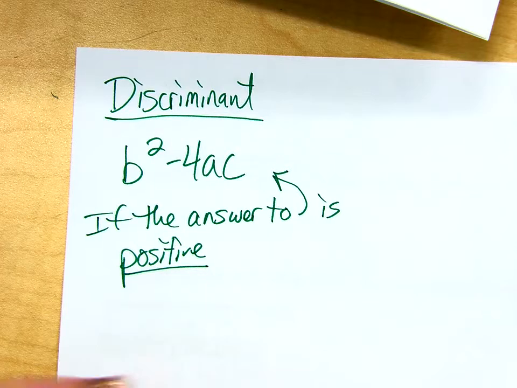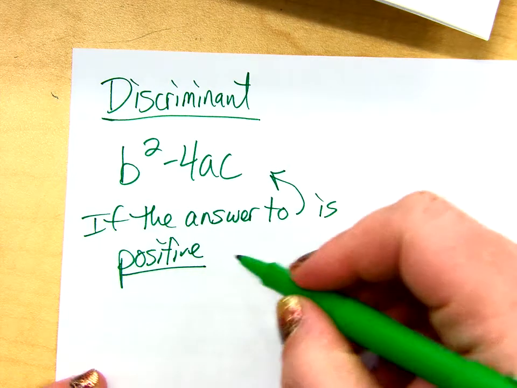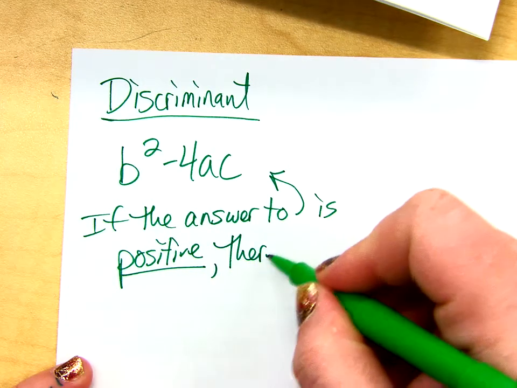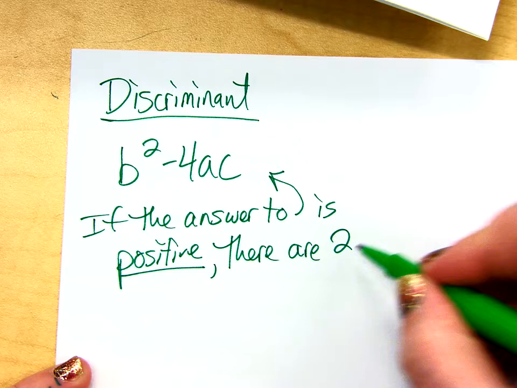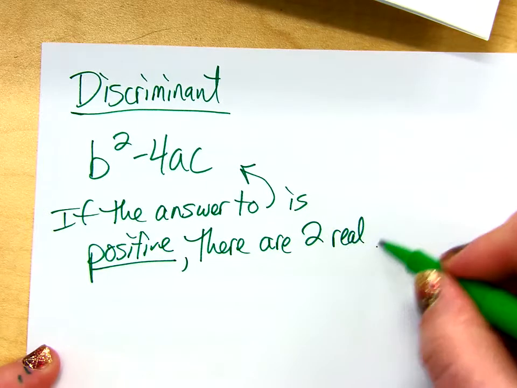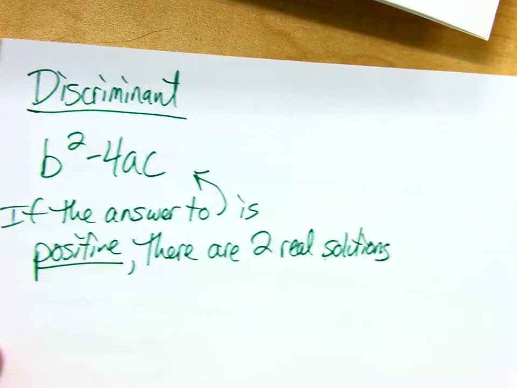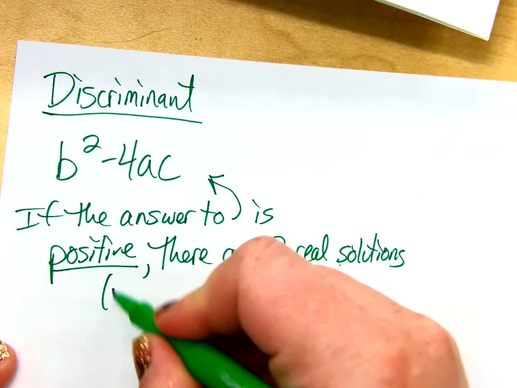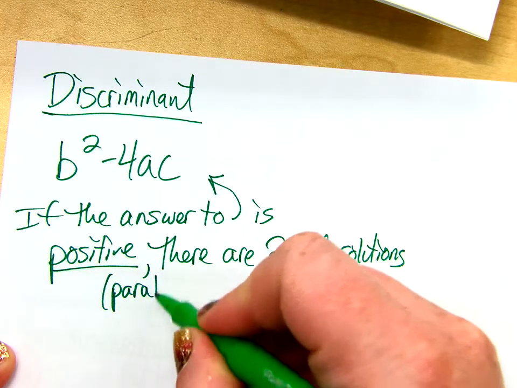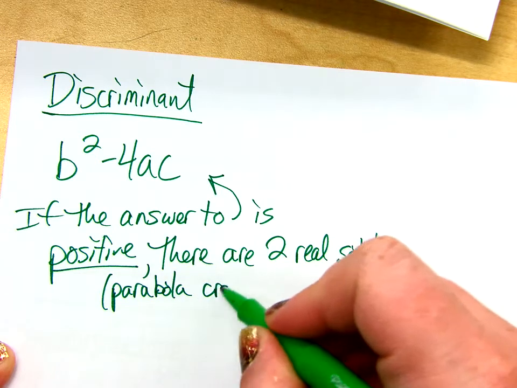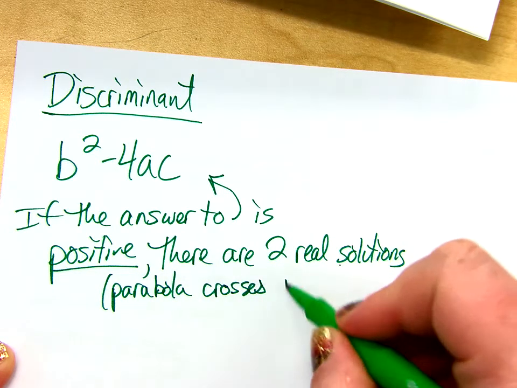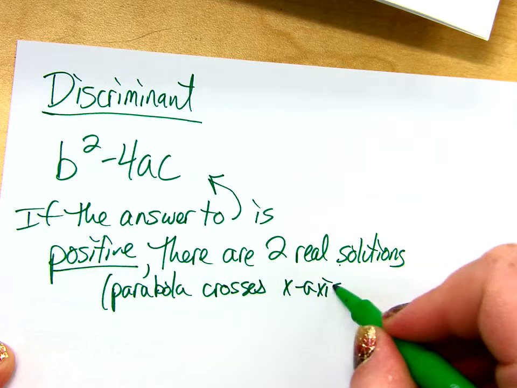what that means is that that parabola is going to cross the x-axis 2 times. I'm going to get 2 answers. There are 2 real solutions. So I'm going to say parabola crosses twice. Crosses x-axis twice.